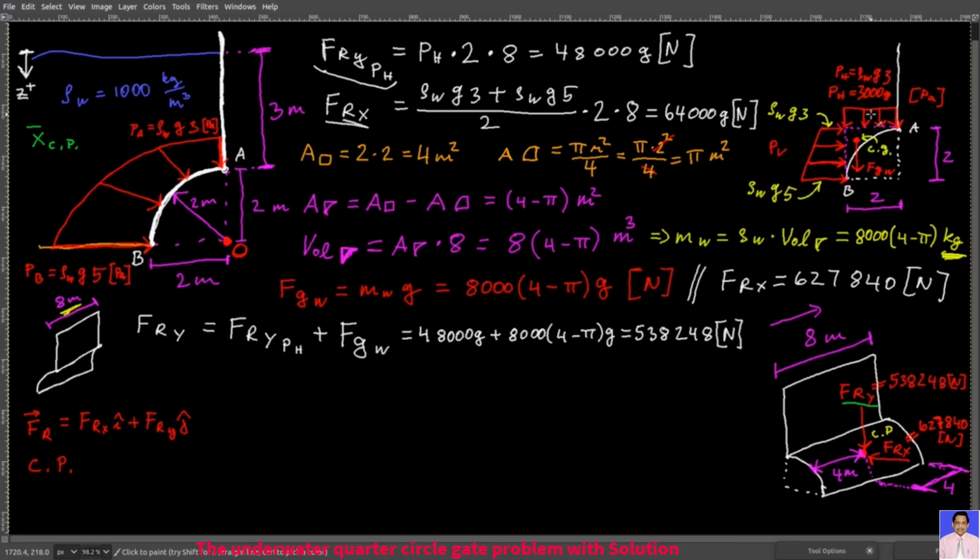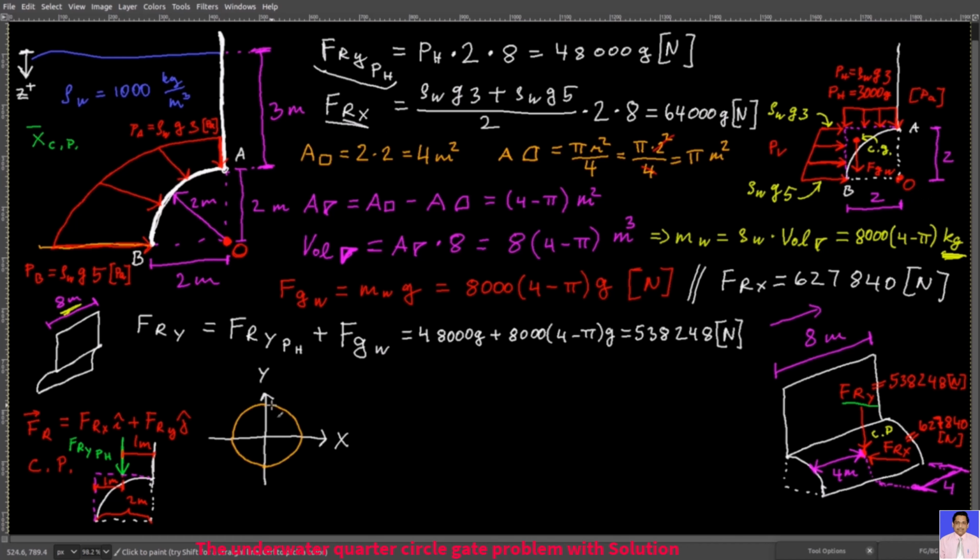This pH here, equivalently, can be represented with Fr_y due to pH, and since it's uniform, it will go through this point here, and since this distance is 2 meters, that means that it will act 1 meter from one side and 1 meter from another side. Next, we want to find the location of the center of gravity of this pocket of water with respect to this point here, the origin.